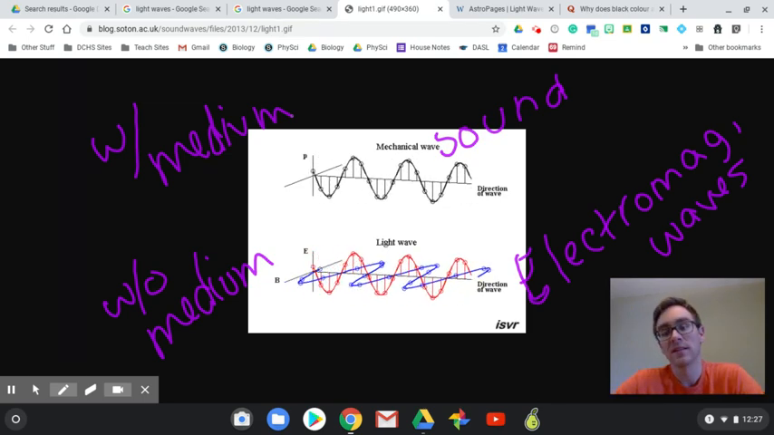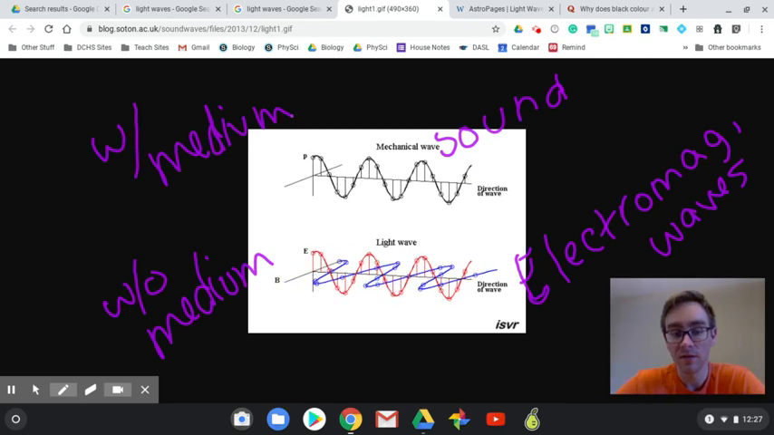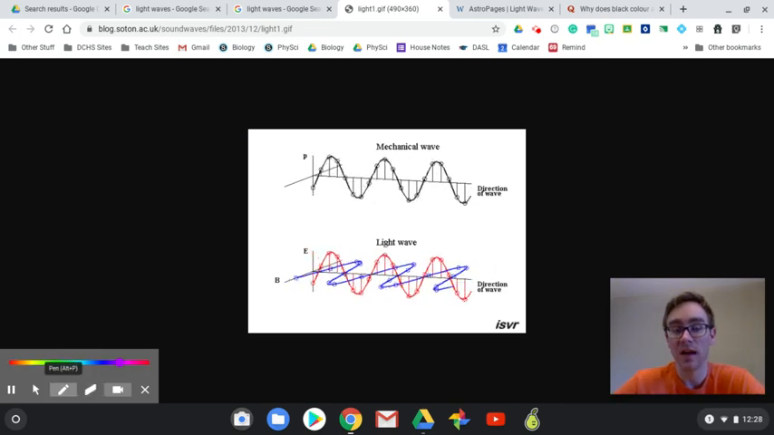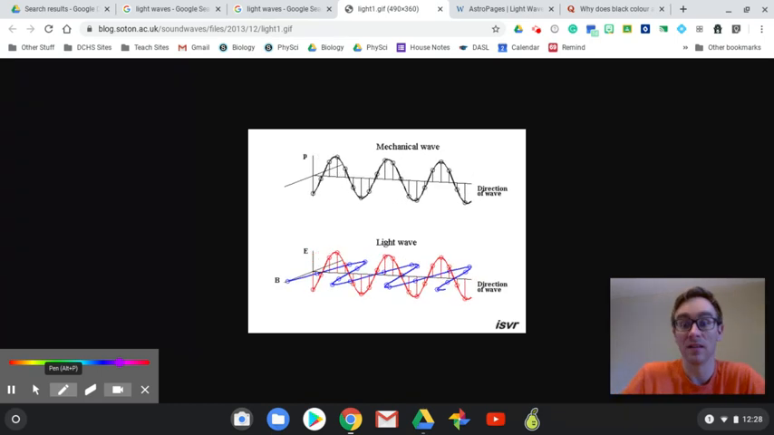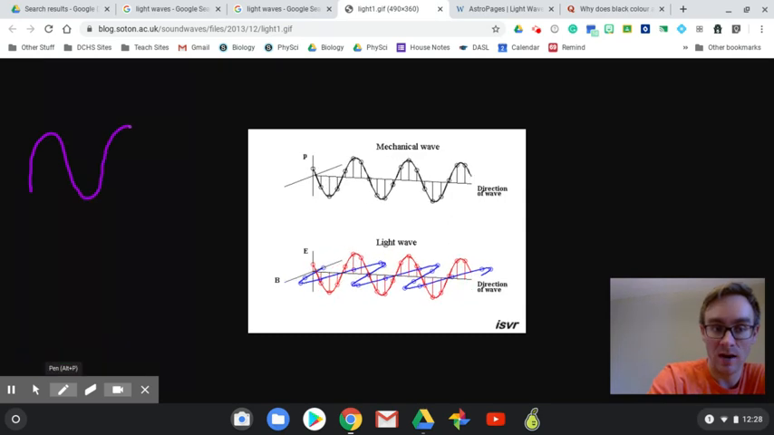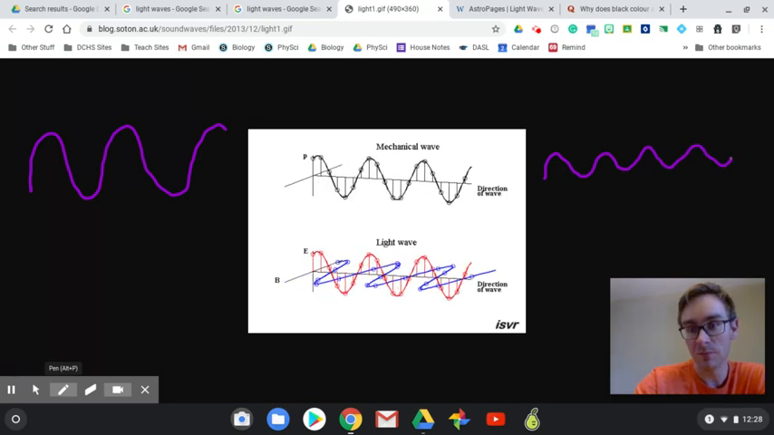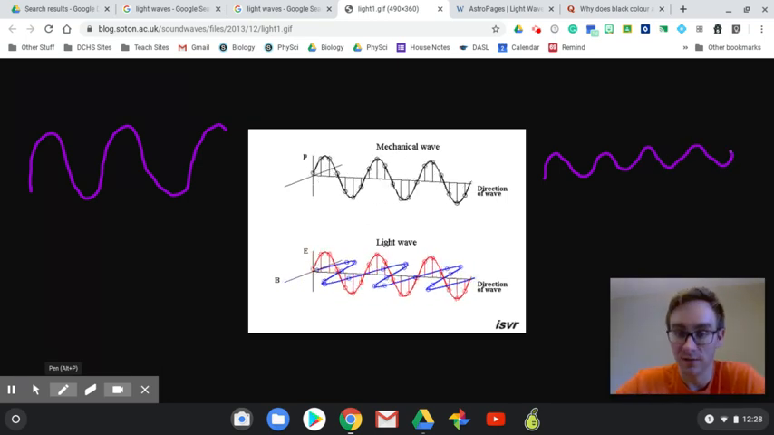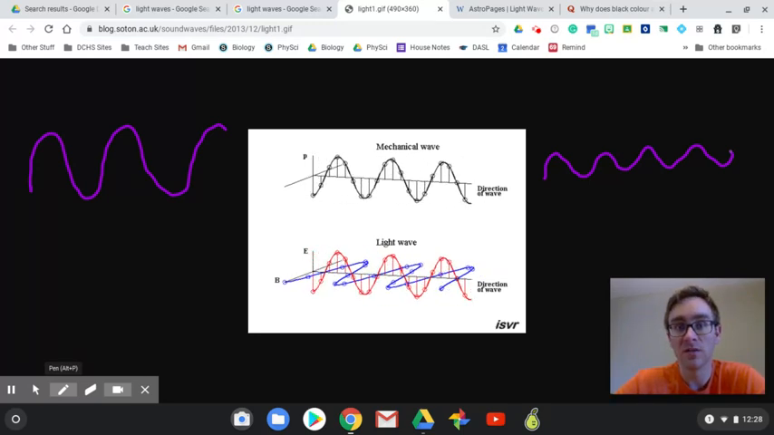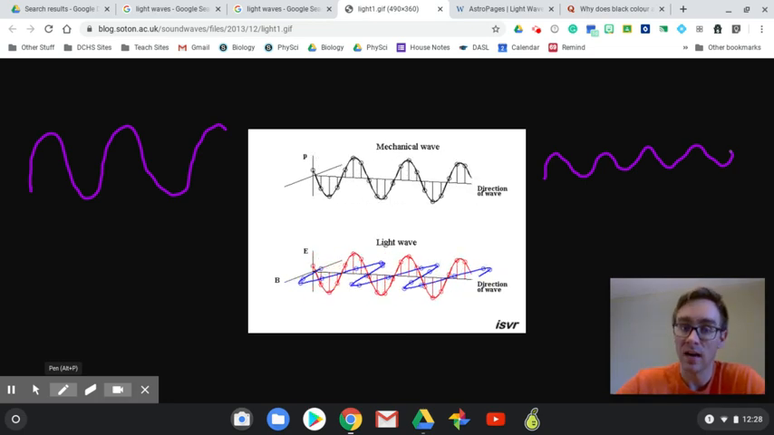One thing that's also a little bit different about light waves than mechanical waves is their energy. When we talked about sound, we said that the energy of sound is based on the amplitude, how tall the wave is. So for sound, this was a really loud wave, and this was a very quiet wave, just because of the amplitude. Light waves are a little bit different. For light waves, the energy is directly related to the frequency. The more frequency a wave has, the higher the energy.